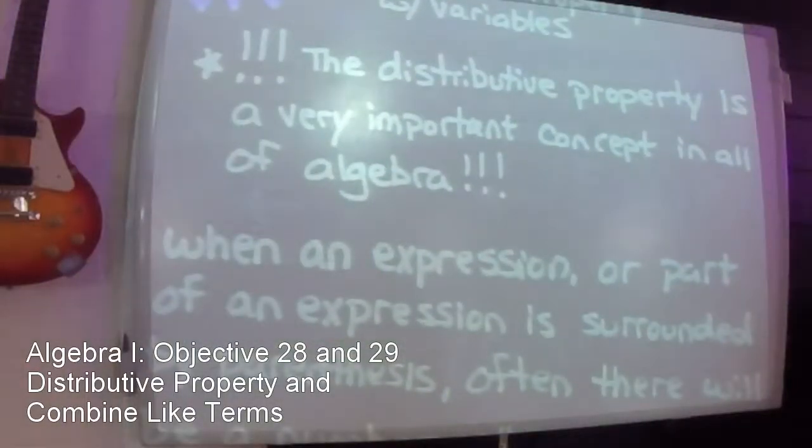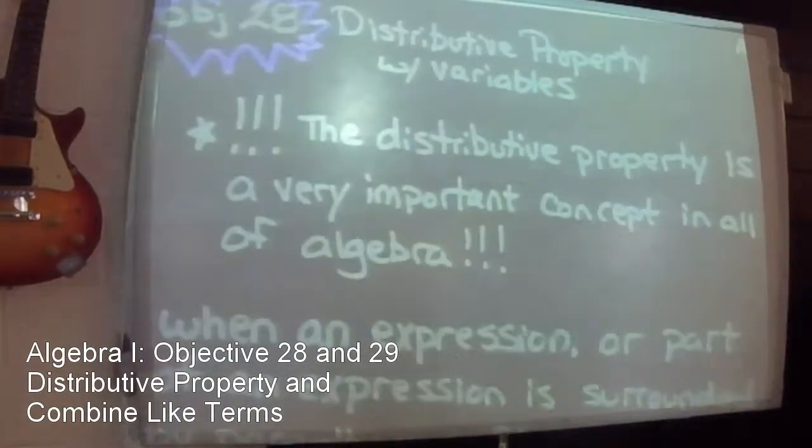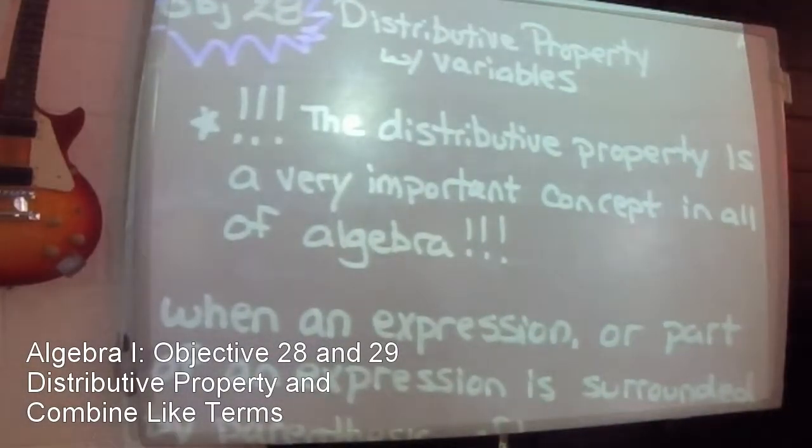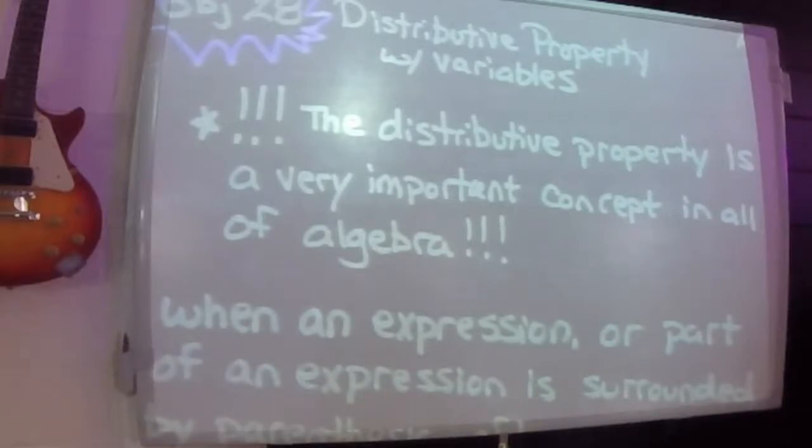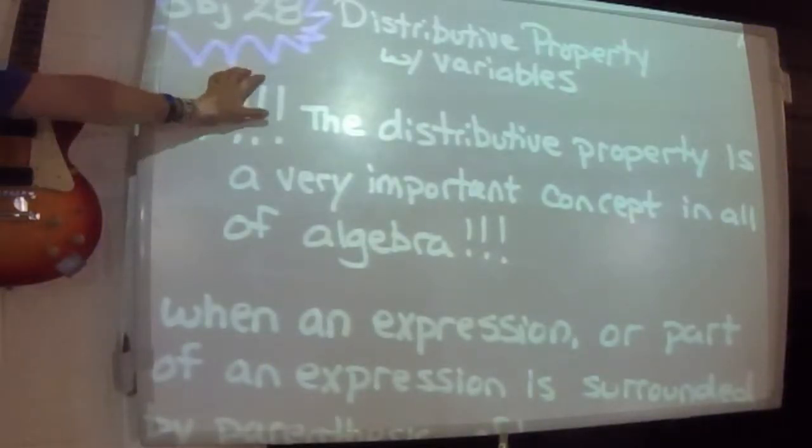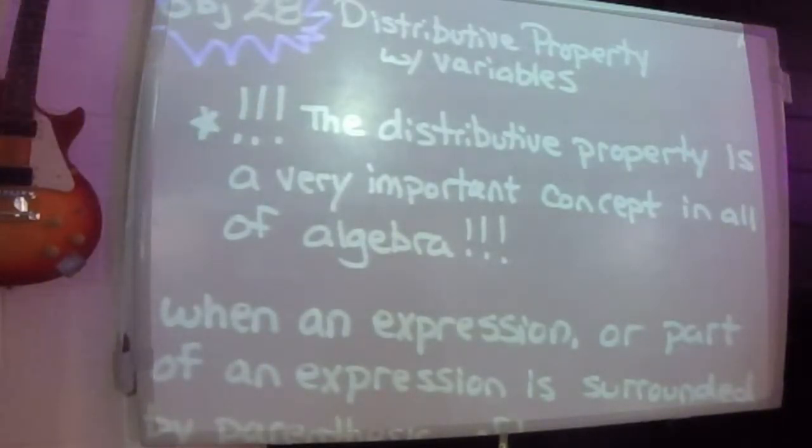Distributive property, what you were looking at right now. Objective 28, distributive property, one of the most important concepts that you need to understand. You really need to have this thing mastered for one reason. If I say, hey, you should distribute that, you need to know exactly what I'm talking about.